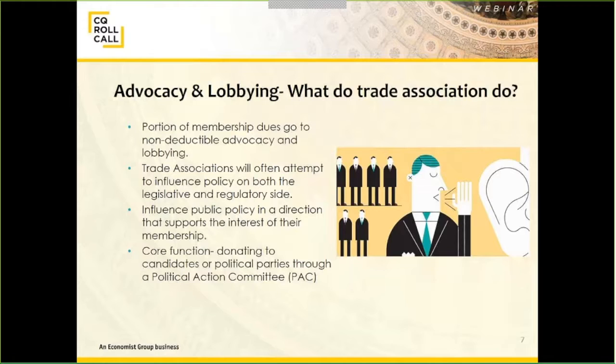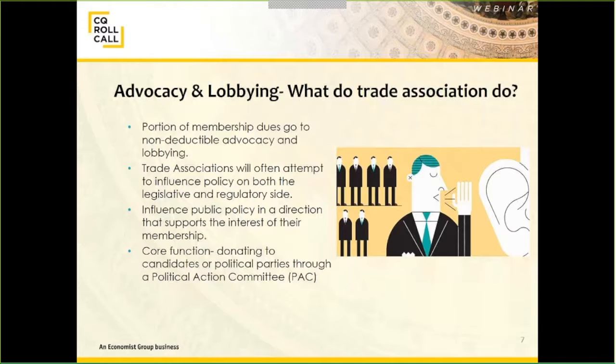So in terms of advocacy and lobbying, which we focus on a lot, what do trade associations really do? A portion of membership dues go to non-deductible advocacy and lobbying. Trade associations will often attempt to influence policy on both the legislative and regulatory side. This is information, direct lobbying, meeting with staff, influencing public policy in a direction that supports the interest of their membership. This is where the term special interest comes from. Trade associations are a form of special interest.